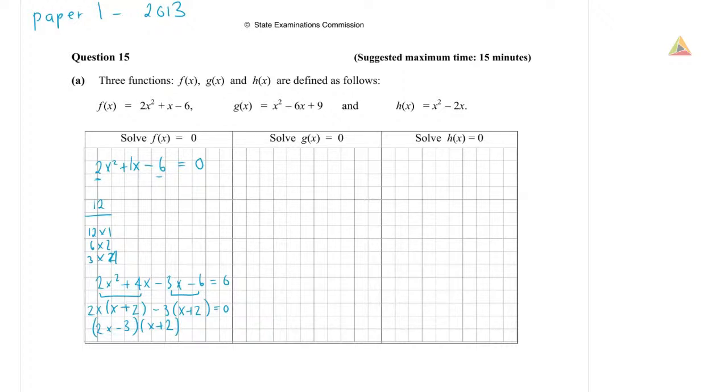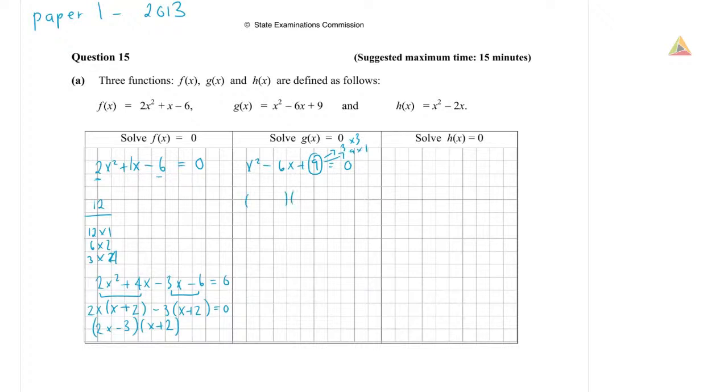So then solve the g of x equals 0. So we're going to let this equal 0. So x squared minus 6x plus 9, let that equal 0. So we're going to solve this as a quadratic. So factors of 9 that will add or subtract to give us 6. So 3 by 3, that's going to work. Just write out 9 by 1.